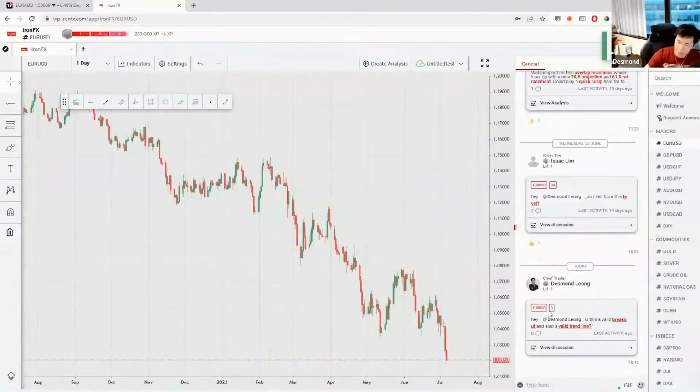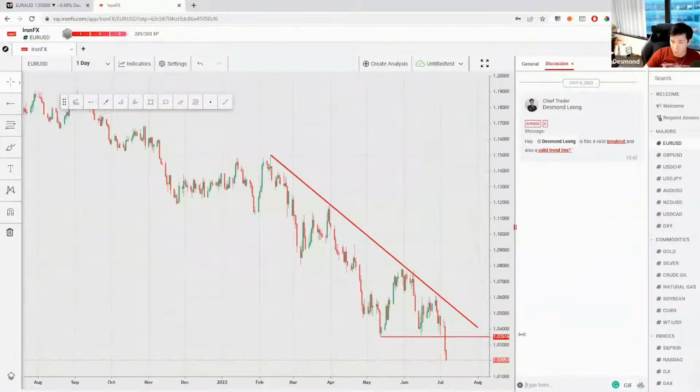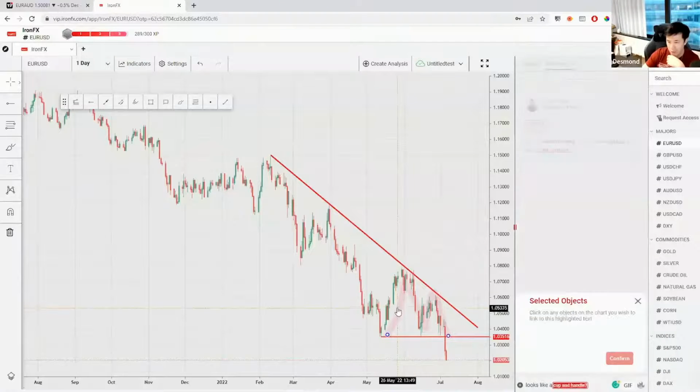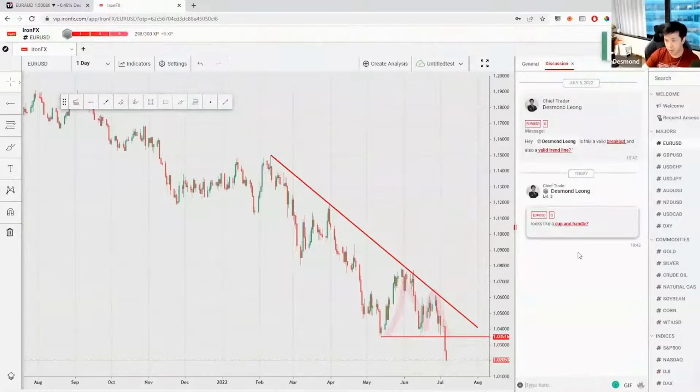So when someone reads the message, hey Desmond, is this a valid breakout, they can hover the mouse over it and see, oh, this was the breakout you were referring to, and this was the valid trend line you're referring to. So I can say, all right, this is lit, I'm going to give it a fire. I'm going to view discussion and have my own separate discussion over here, saying maybe it looks like a cup and handle. Highlight this, link it to whatever I just drew, cup and handle, send the message. This is the cup and handle that you're looking at. So it gives you a lot more opportunities to practice your analysis.